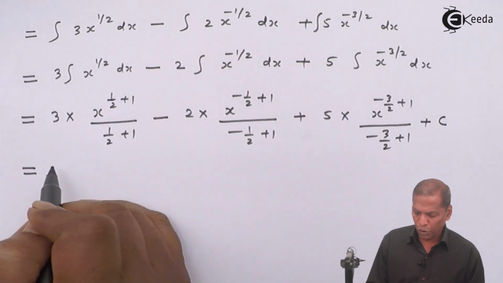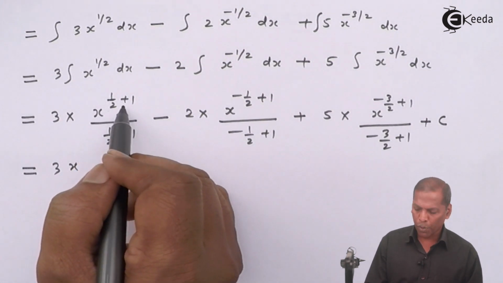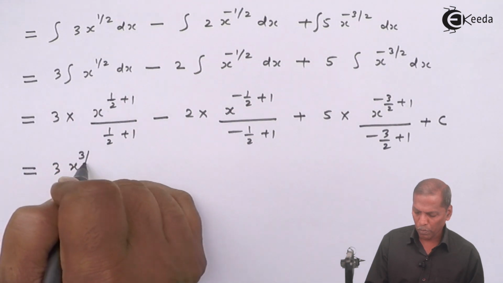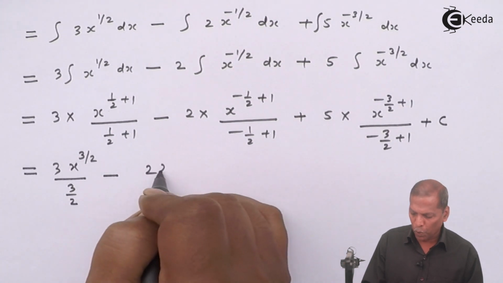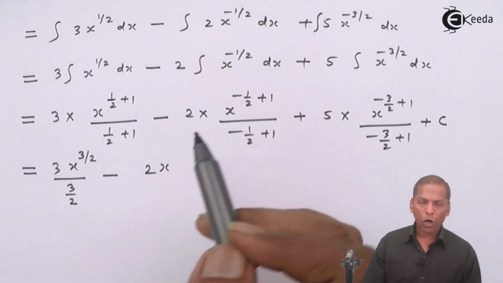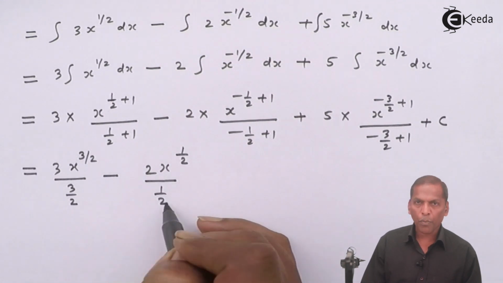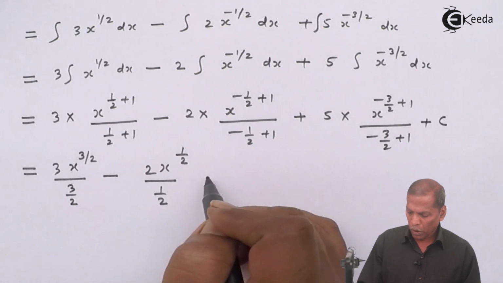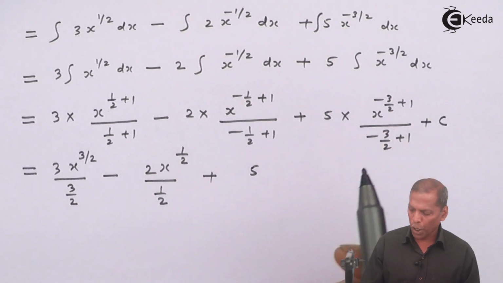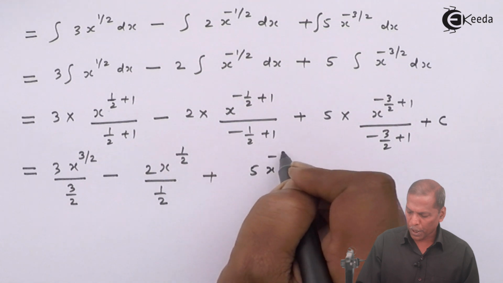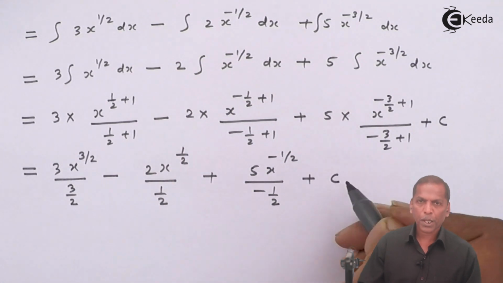So that is equal to 3 into x raised, now 1 by 2 plus 1 on cross multiplying gives us 3 by 2, whole thing divided by 3 by 2, then minus 2 x raised minus 1 by 2 plus 1 on cross multiplying gives us 1 by 2 upon 1 by 2, then plus 5 into x raised minus 3 by 2 plus 1 on cross multiplying gives us x raised minus 1 by 2 upon minus 1 by 2, plus c.